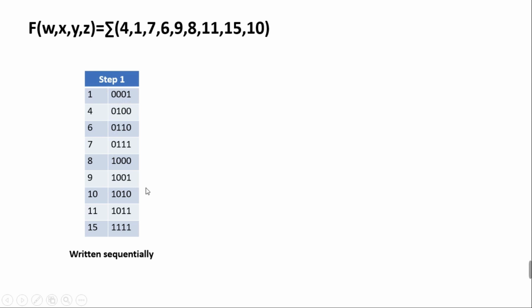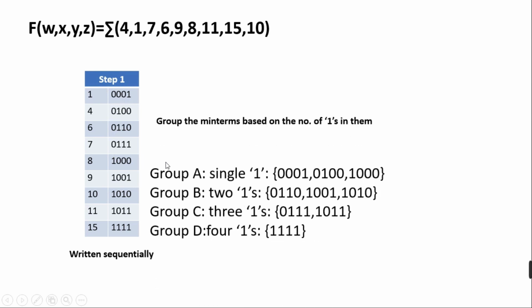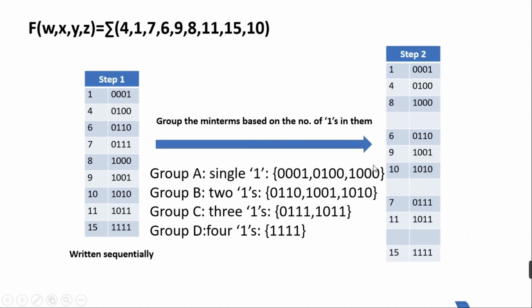From this step, we're going to group those binary numbers based upon the number of ones in them. From these numbers we can create 4 different groups: Group A, B, C, and D. Group A indicates those numbers which have only 1 one in them. For group B there are 2 ones, for group C there are 3 ones, and for group D there are 4 ones. So we're going to group the minterms based upon the number of ones in them, and put them into a different table, and that will be our step 2.